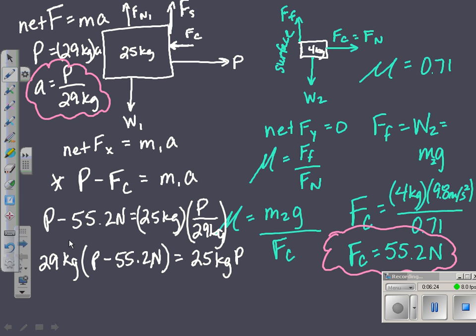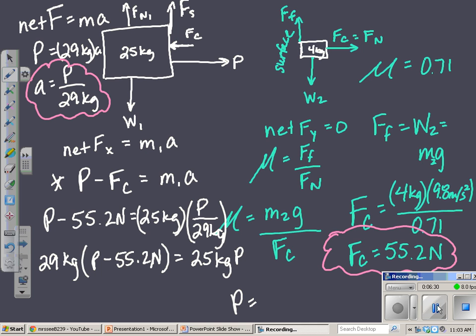By solving for P, you should come up with an answer of 400.2 newtons, which due to significant digits should be 400 or 4.0 times 10 to the second newtons.